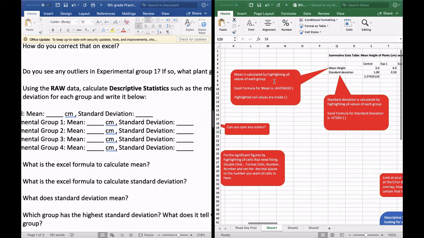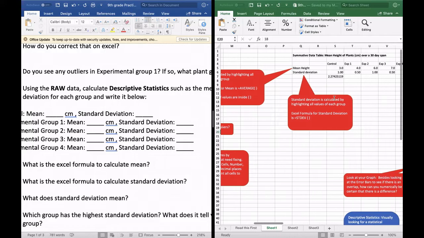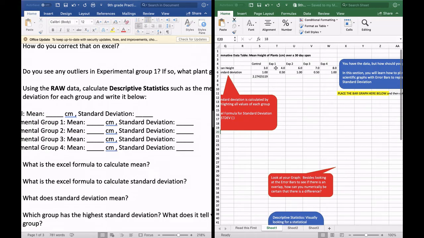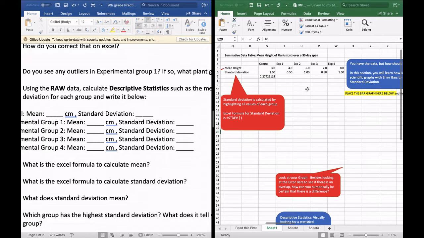So if you go up here to these red boxes, I give you Excel formulas. It says that the mean can be calculated by highlighting all the values of each group. And the Excel formula for the mean is equal, average, and then you input your data within the parentheses. So all of your highlighted cell values will be found within the parentheses. Before you do that, it's a good idea to set up a summative data table. Your summative data table is only going to have your mean and your standard deviation for your control group and your other 4 groups, and that's pretty much it.